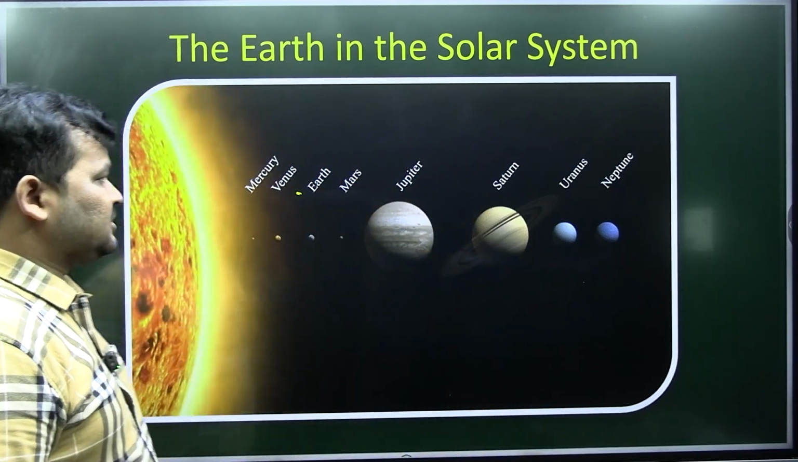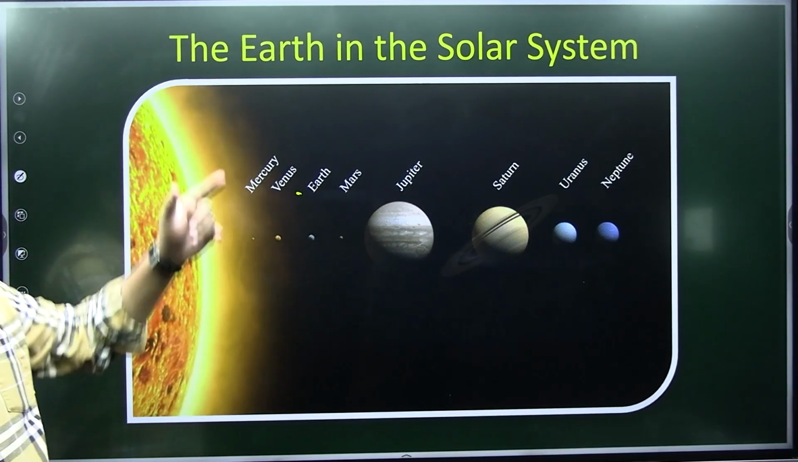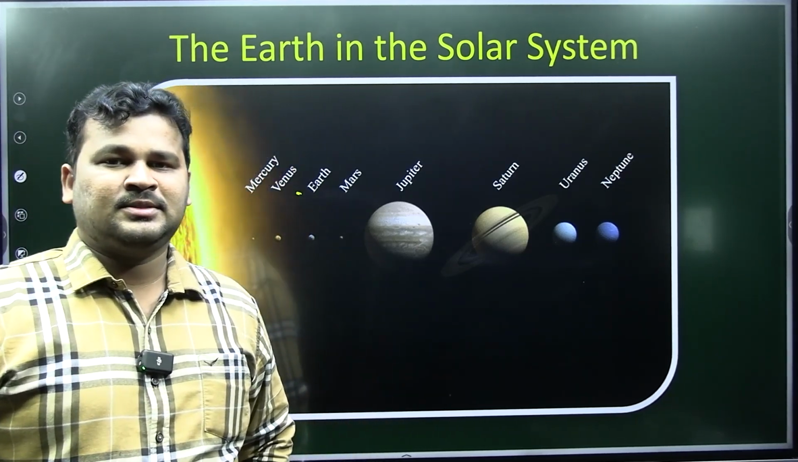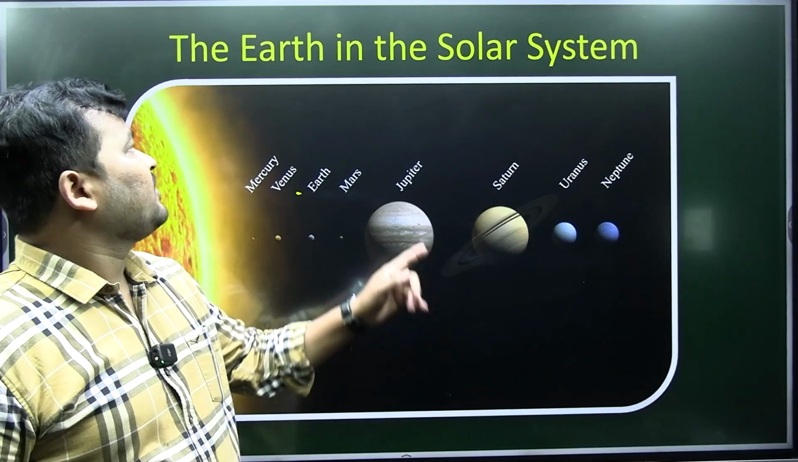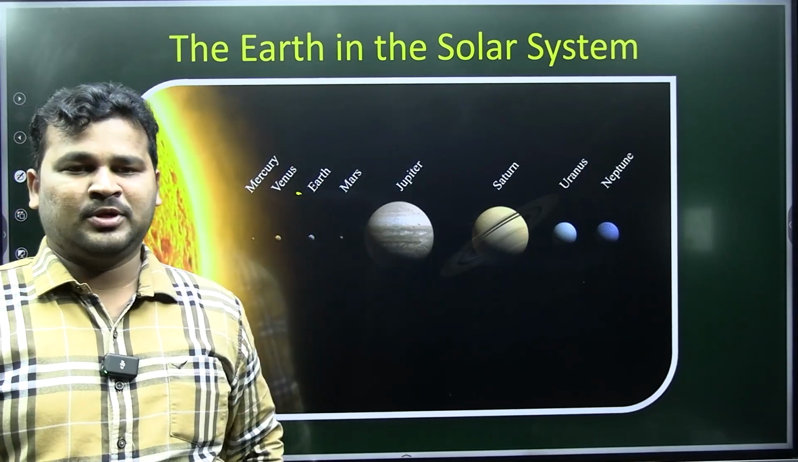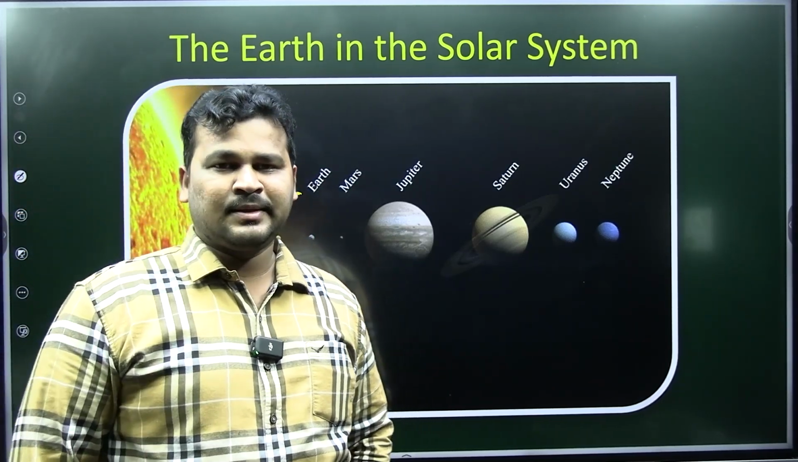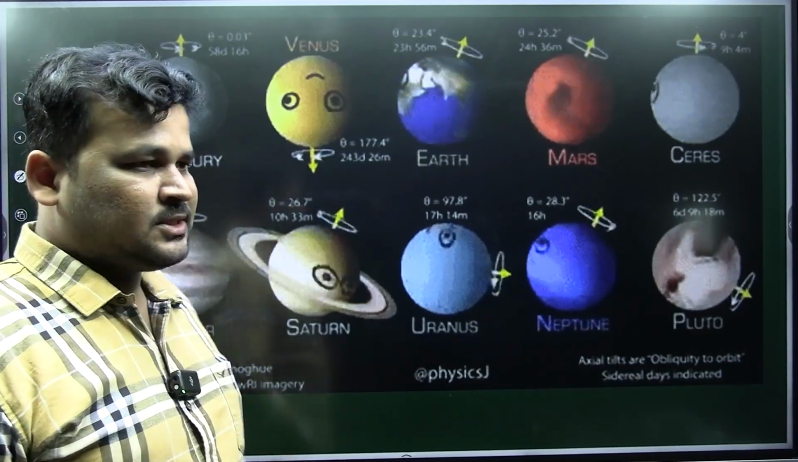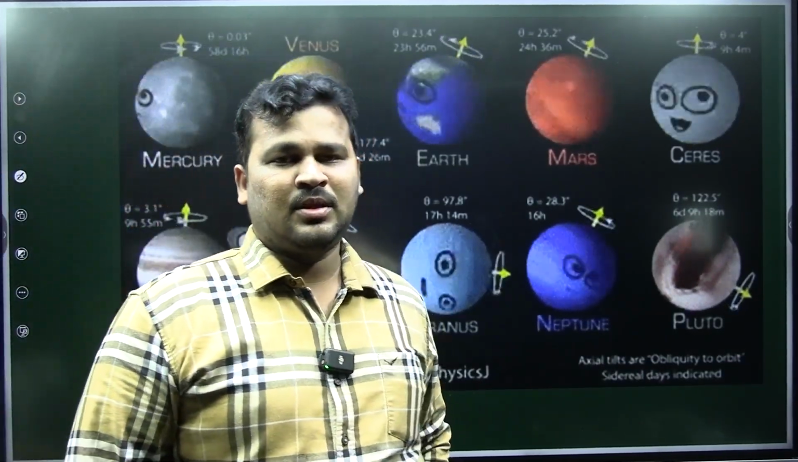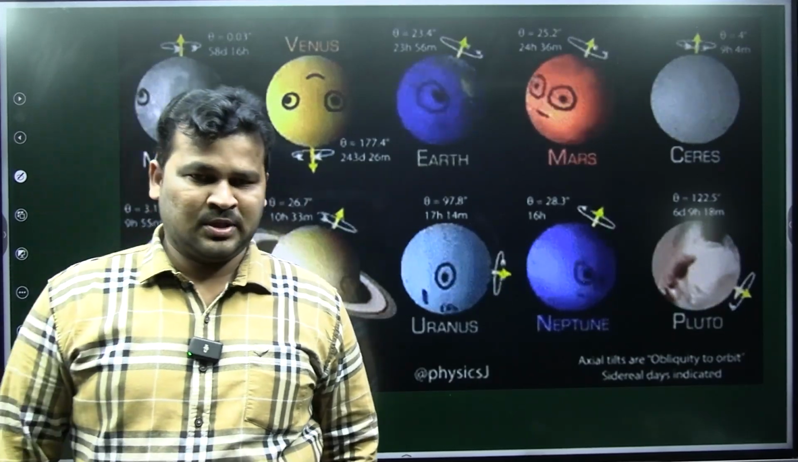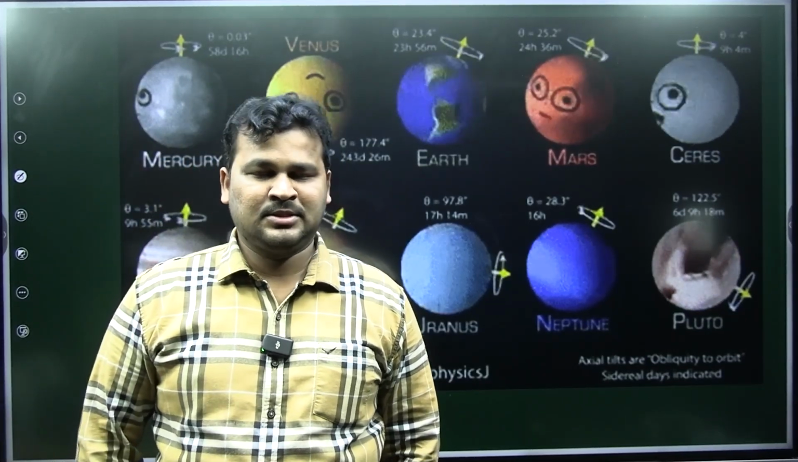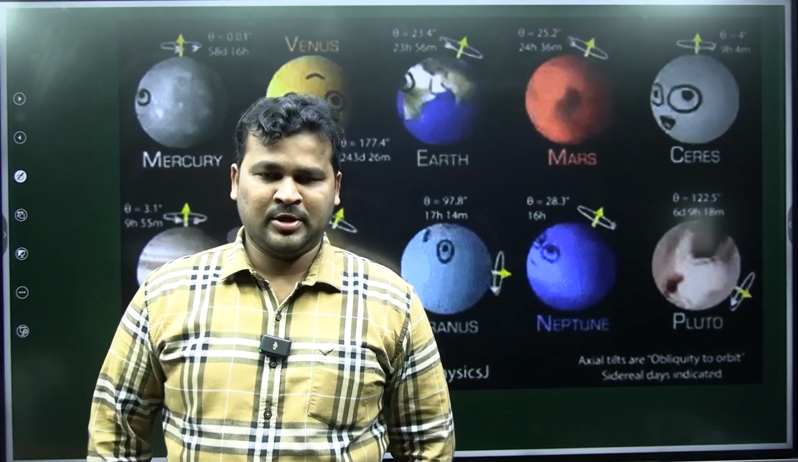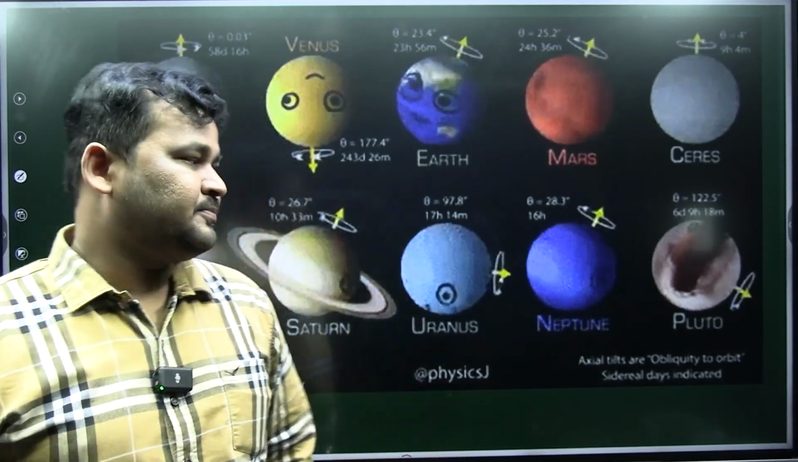See here, my dear friends. This is the first chapter of 6th class NCERT: The Earth in the Solar System. In the main class, we discussed the solar system and its planets, and also asteroids, meteoroids and so on.